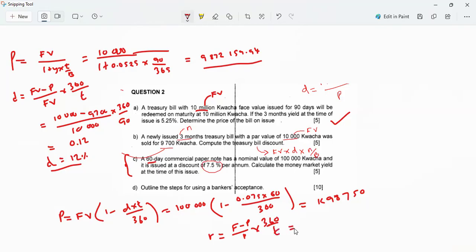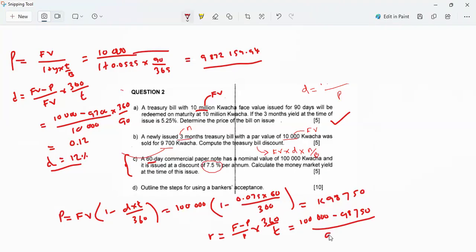So our face value is what? 100,000 minus the price that we just calculated, 98,750, over 98,750. Are we together? Are we together? Yes, yes, yes.